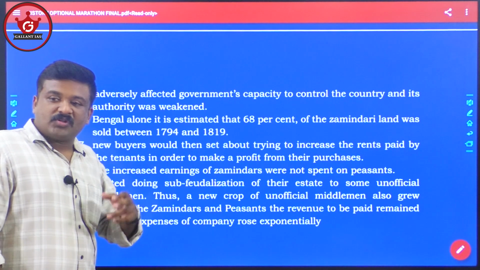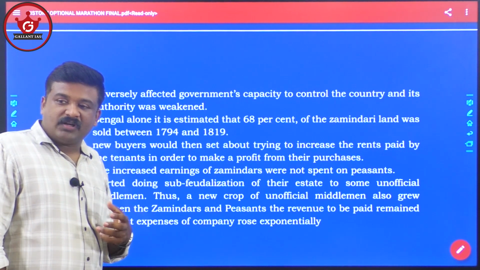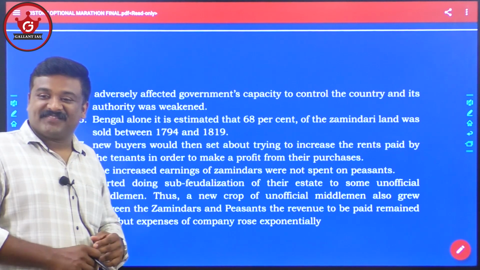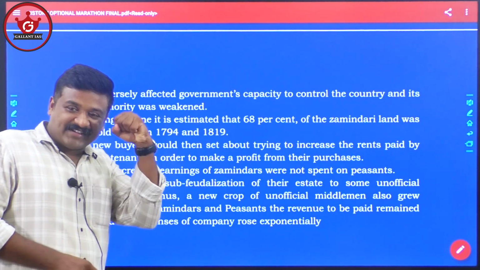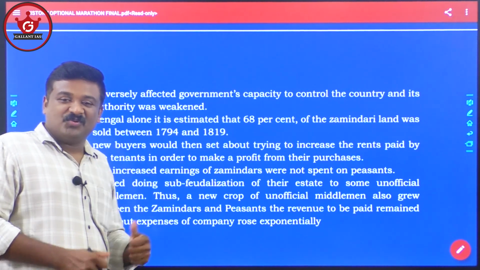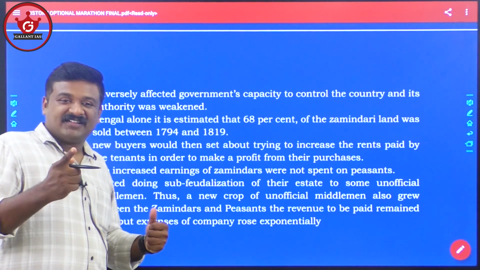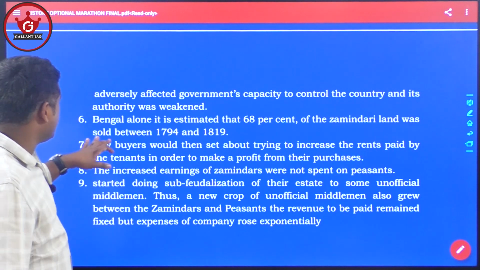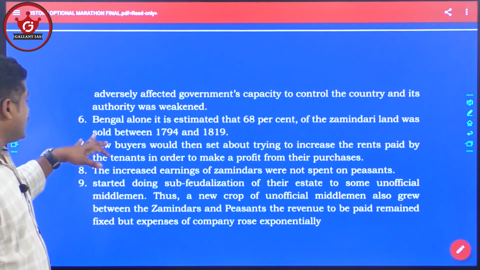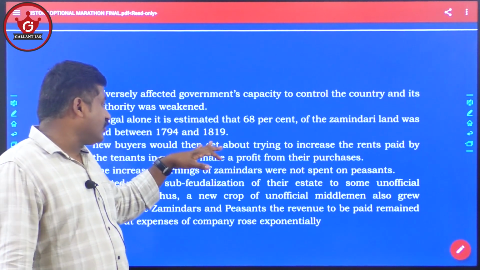Since the zamindars themselves were the biggest goondas, it became difficult for the government to control them. We are revenue collectors, revenue power is with me, so who can challenge me? They became the biggest goondas. In Bengal alone, it is estimated that 68% of the Zamindari land was sold in 1794 to 1818.